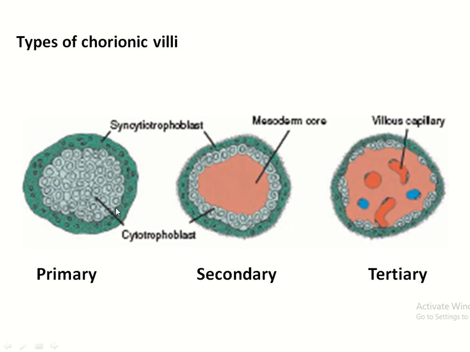This is the cross section of a primary chorionic villus. At the center is cytotrophoblast surrounded by syncytiotrophoblast. This is secondary: the somatopleuric layer of extraembryonic mesoderm, cytotrophoblast, syncytiotrophoblast. Here the fetal blood vessel is developed within the somatopleuric layer of extraembryonic mesoderm. This is the cytotrophoblast. Here it is discontinuously arranged, and outside the cytotrophoblast, the fetal blood is separated from the maternal blood only by syncytiotrophoblast.